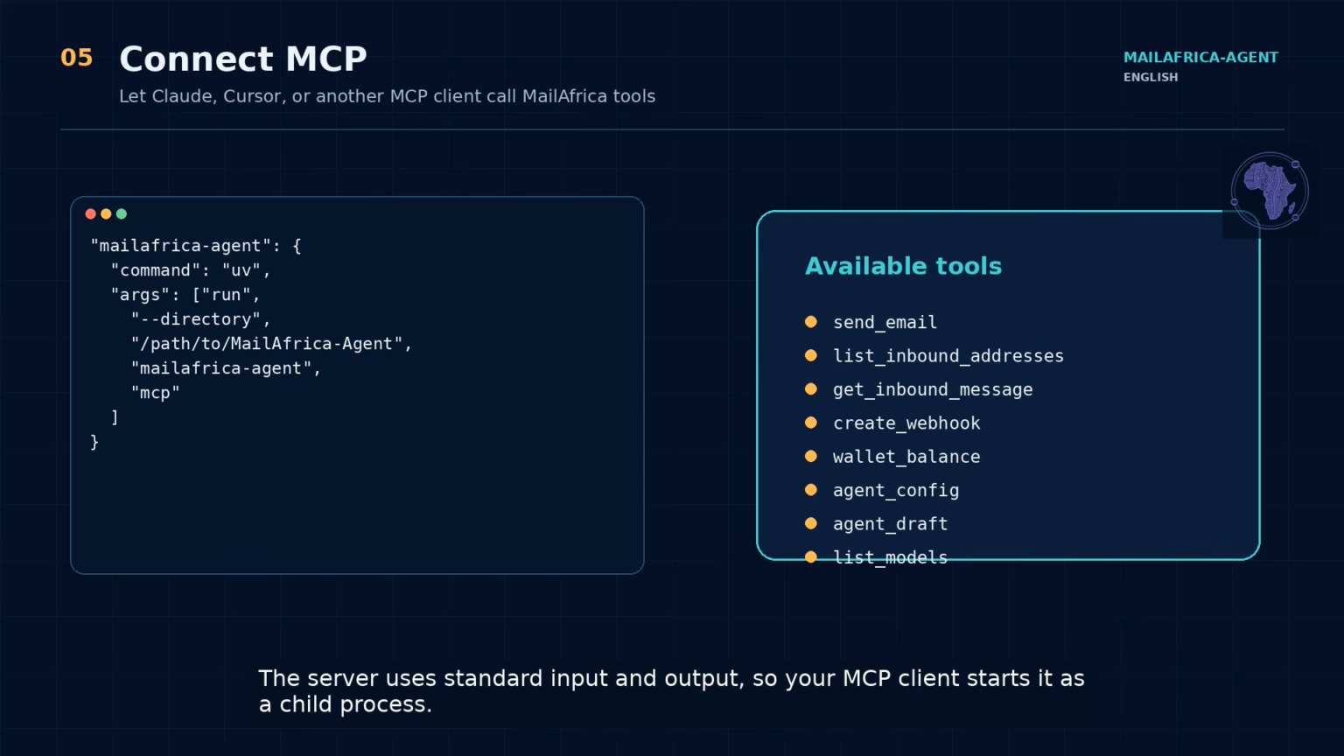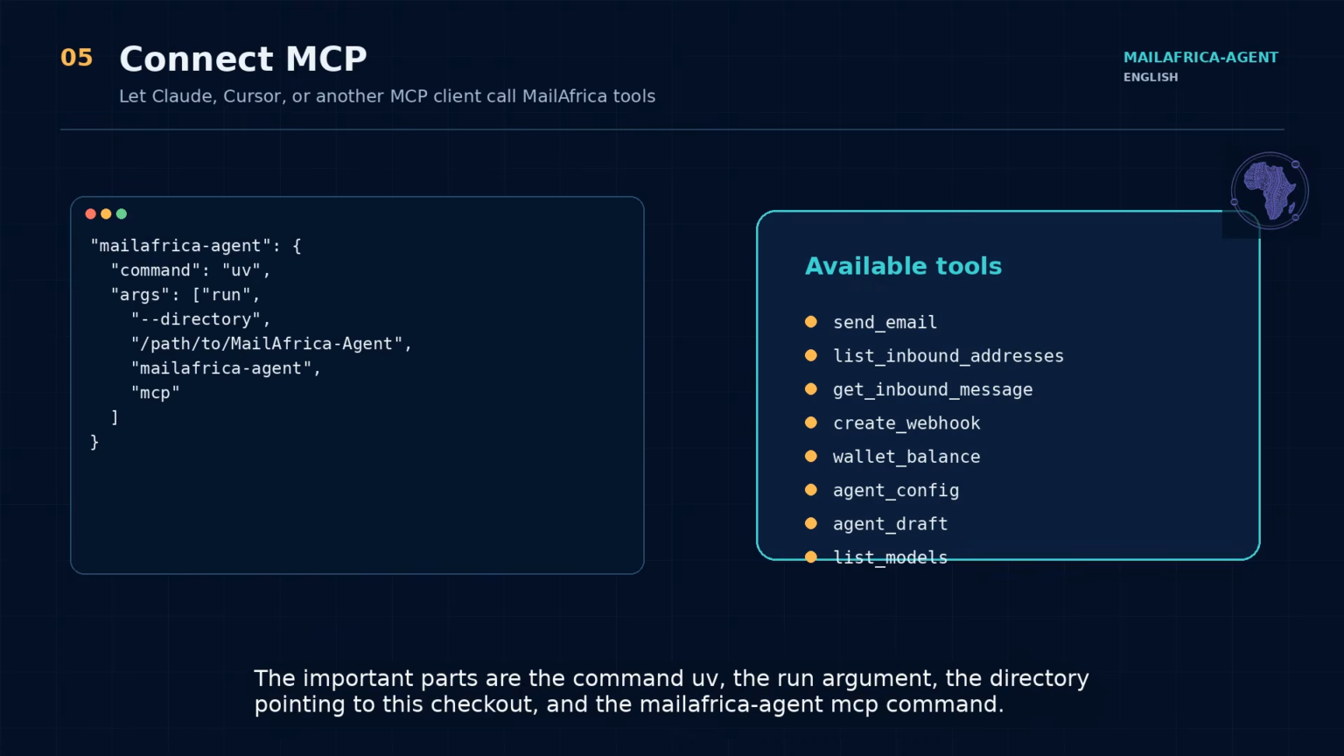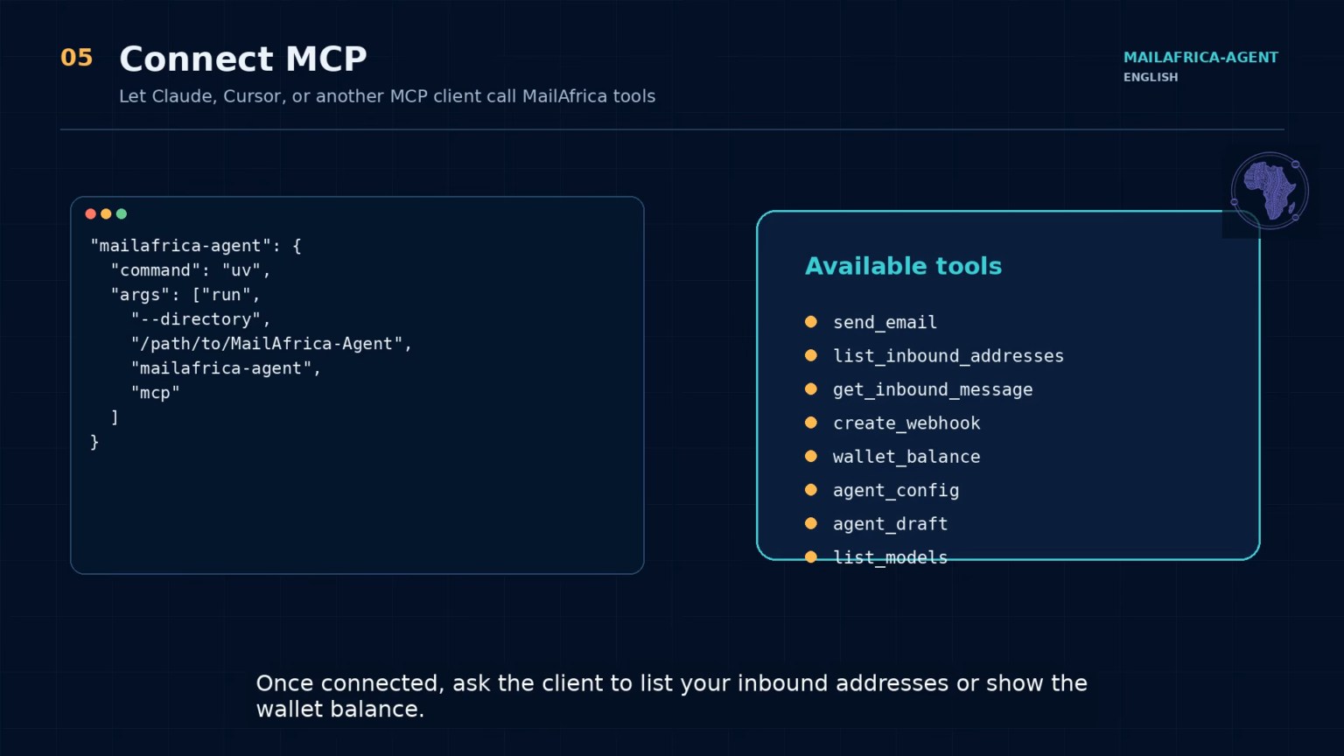Run uv sync to install dependencies. Then run mailafrica-agent check. A successful check proves that both keys work, shows your MailAfrica balance, lists available Ngamia models, and prints the configured model. To use the tool interface locally, run mailafrica-agent mcp.